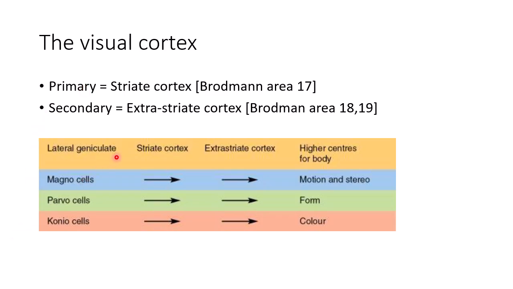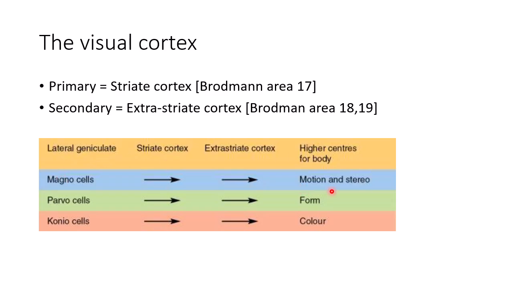Now, the lateral geniculate nucleus cells, as we have seen, are of the magnocellular pathway and the parvocellular pathway, which we saw in the previous slide. There are also konio cells. So: lateral geniculate nucleus, striate cortex, extrastriate cortex, and higher centers. Ultimately, it is these magno cells and parvo cells that lead to particular types of sensations, as I told you in the previous slide. That is why they exist.